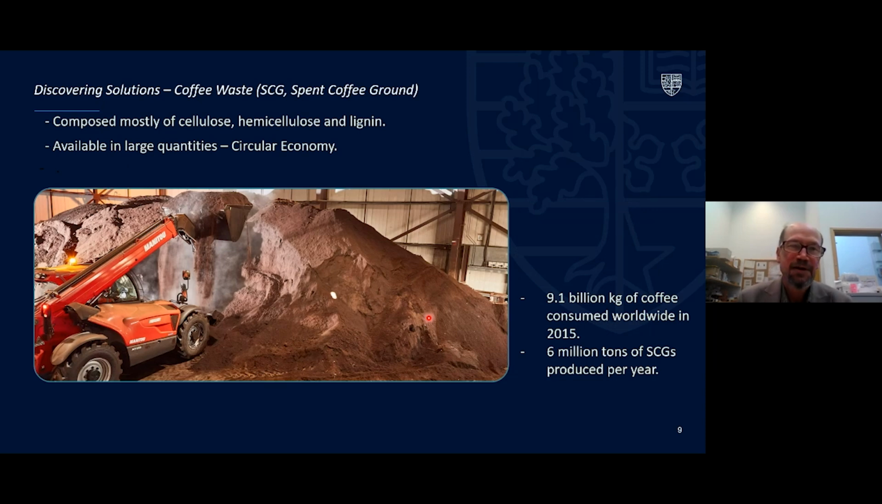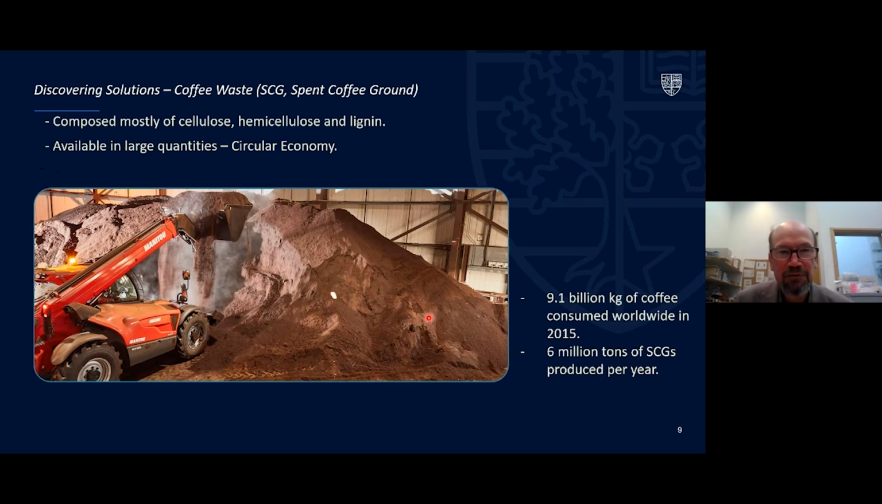And this may seem a little bit strange, a little bit out there, but one of the materials that we've looked at is actually coffee waste, so spent coffee grounds, fancy title SCG. And this is attractive in a number of ways. One is that there's a huge amount of it. As this slide indicates, about 10 billion kilograms of coffee was consumed, and that's many years ago now. And so typically you generate about 6 million tons of coffee waste every year in the world.